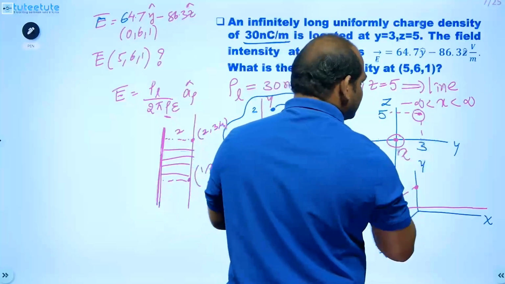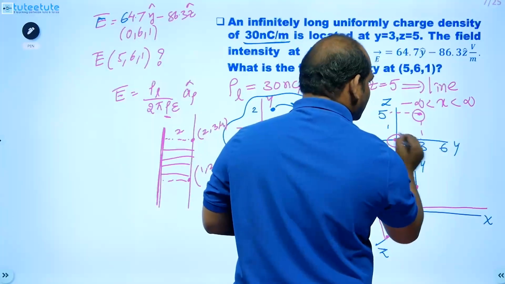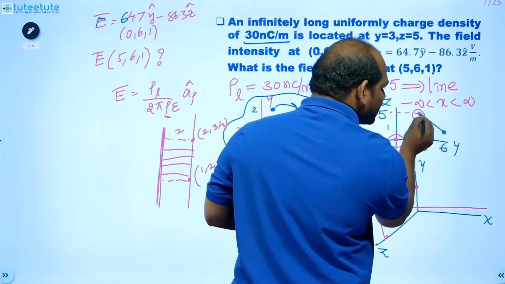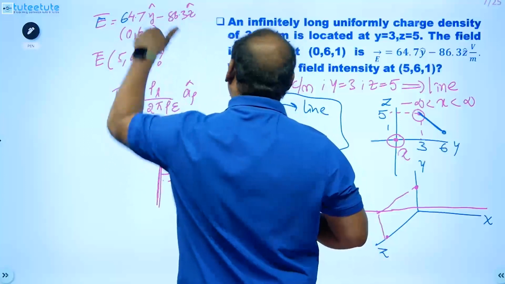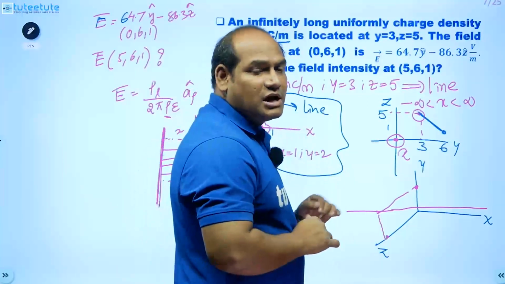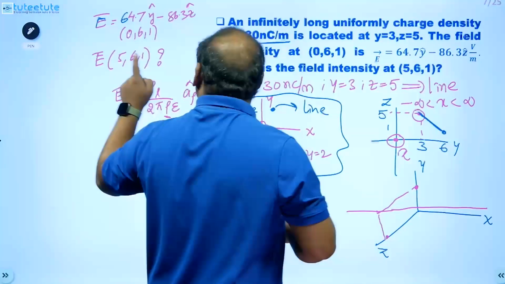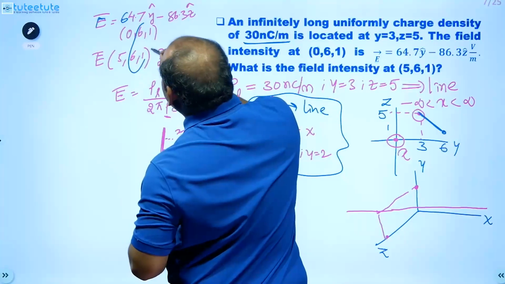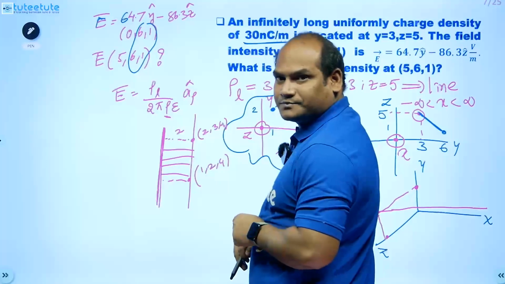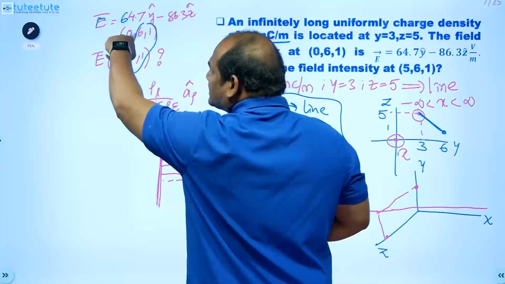Y is 6, Z is 1. That means this is the perpendicular distance. If you calculate this using this particular formula, you will get this result. This is what they have given. Now what are they asking? We need to calculate the electric field at 5, 6, 1. If you observe, the Y coordinate and Z coordinate are both the same. Only the X coordinate is changing.